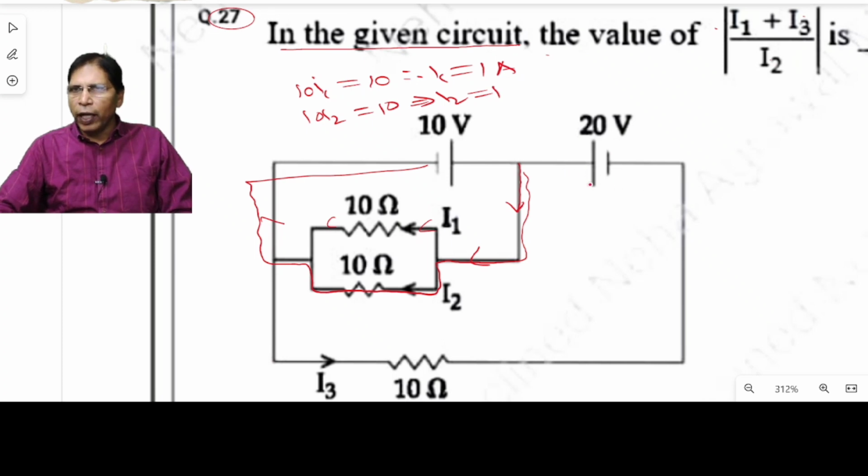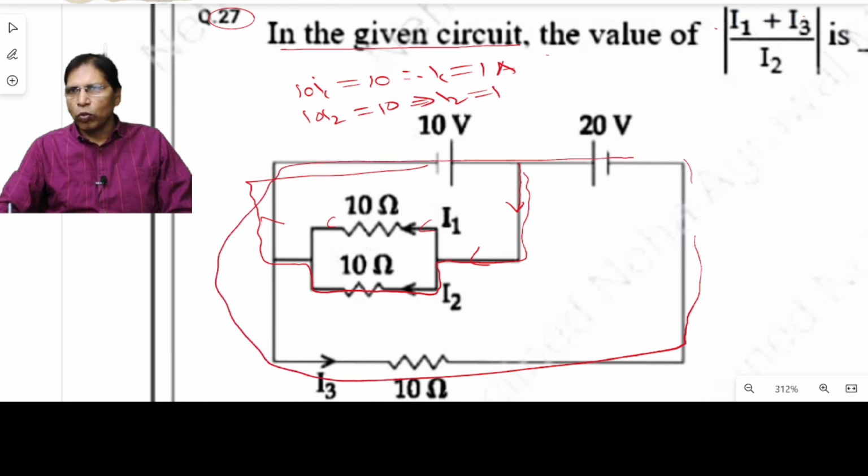Now if we apply this loop, the outer loop, we get plus 10 into I3. Now from here this is minus 10. Now this is plus 10 minus 20, and this equals 0.